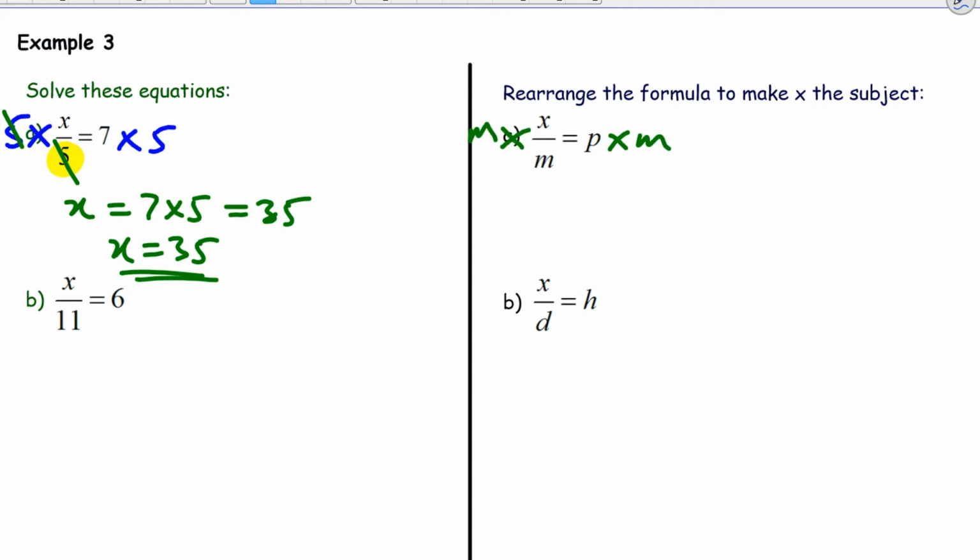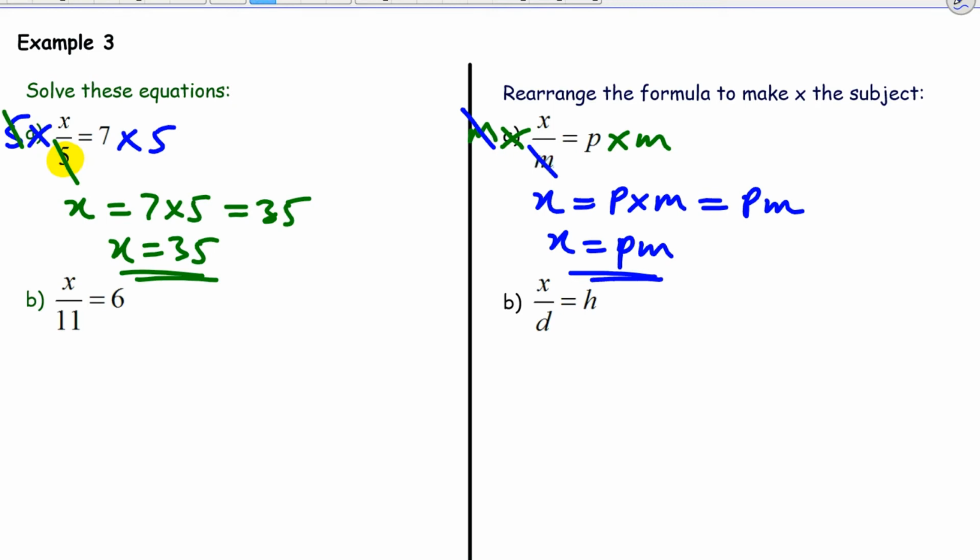Now we know that m divided by m is 1, so x will be equal to p multiplied by m, or just pm. So x is equal to pm. Okay, second pair of examples.